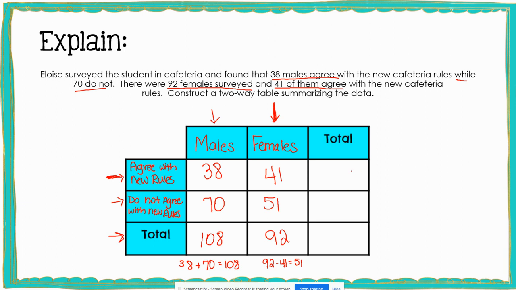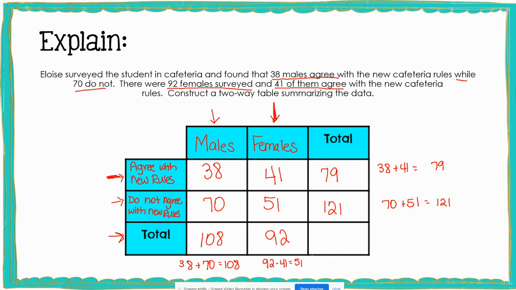Now I can take all of this and find my totals. So I know that there were 38 males who agree with the rules and 41 females who agree with the rules. So in total, there are 38 plus 41 people who agree with the new rules. Well, that gives me a total of 79 people who agree with the new rules. For do not agree with the new rules, I know that there are 70 males and 51 females. So to figure out the total, I would do 70 plus 51, which would give me 121 people who do not agree with the new rules.